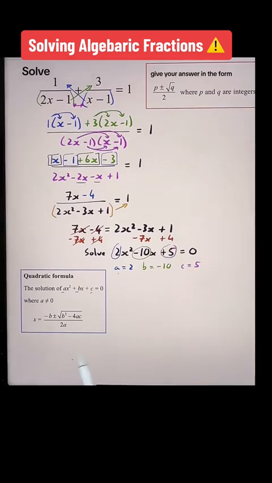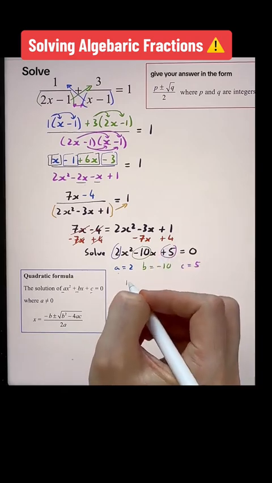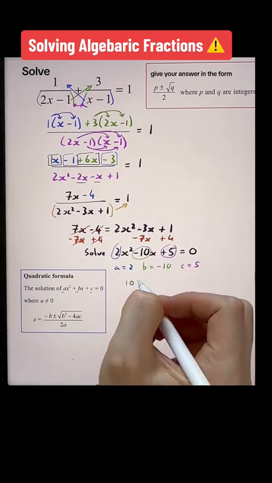Substituting into the quadratic formula, as the quadratic formula always starts negative b, and my b is negative, I know that a negative negative makes a positive, hence I'm going to have positive 10 on the outside. Leave the plus and minus alone.